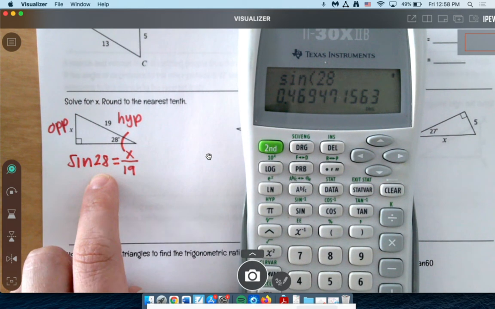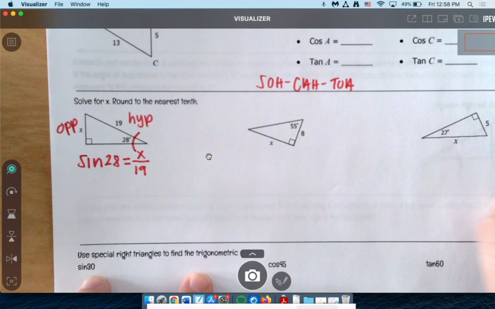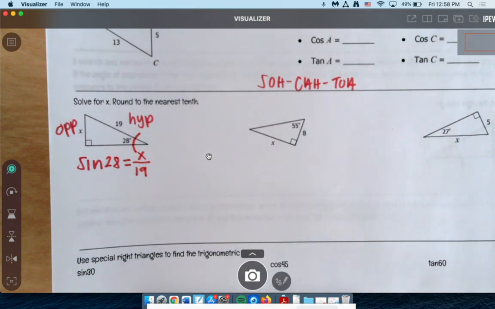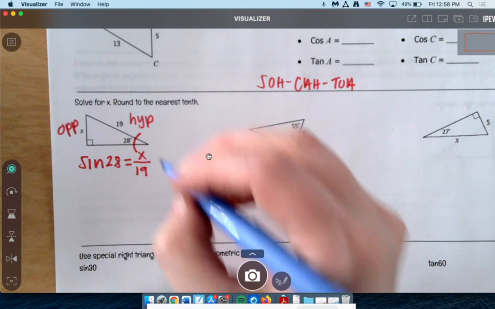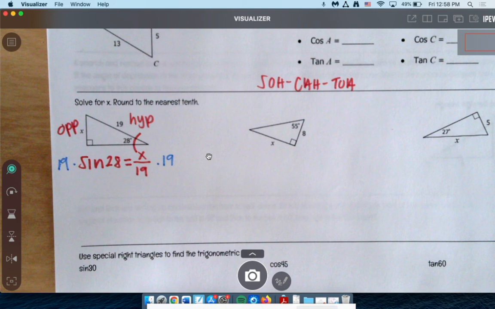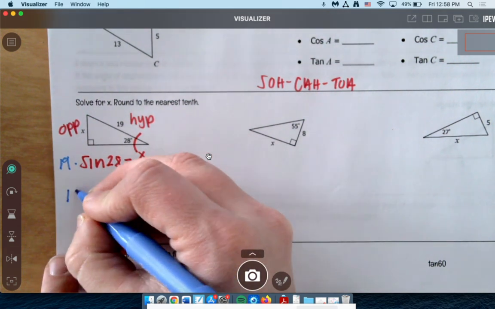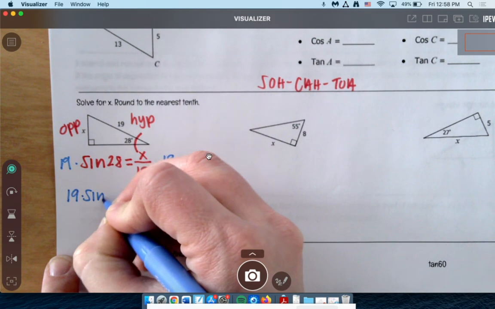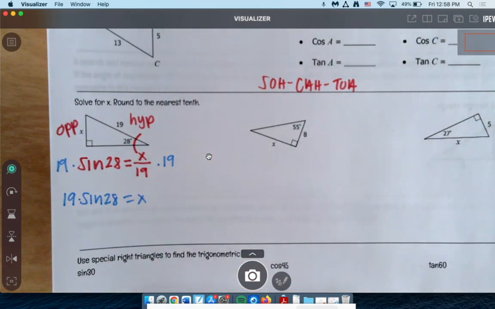So if we're looking for x, I'm going to move my calculator real quick. We have to get x by itself, right? So how do I get rid of divide by 19? Well, of course, we have to multiply by 19. So now you're going to have 19 times the sine of 28 equals x. Now, folks, that's just calculator work.